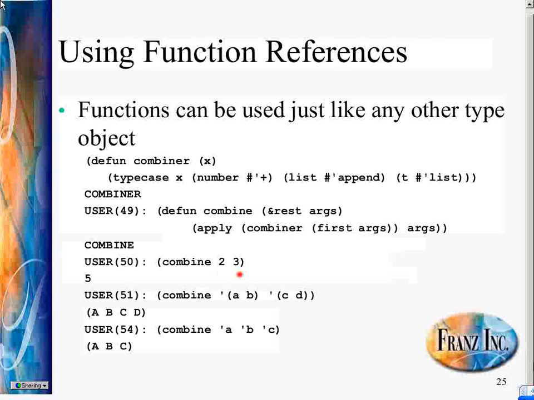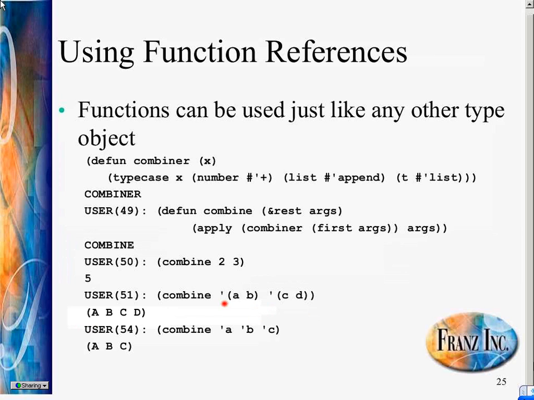So if we call combine with the arguments 2 and 3, the first argument is a number, and therefore it adds them up and gets 5. If we call it with arguments which are lists, the list AB, the list CD, the first argument is a list, and therefore the result, it appends them all together. So append takes a bunch of lists and makes a single list with the contents of all the argument lists.